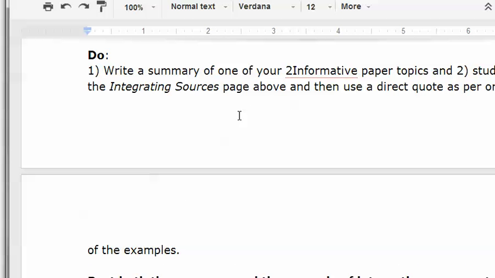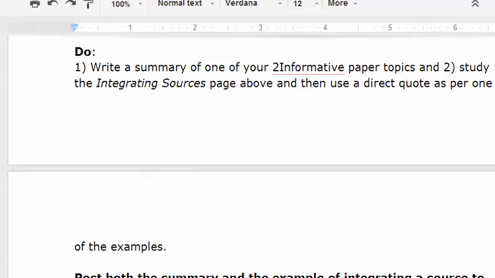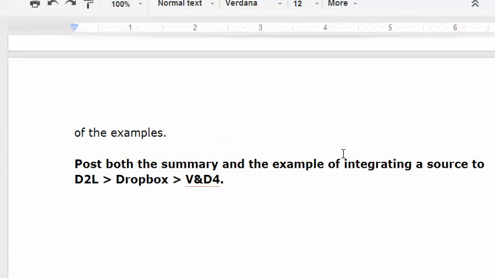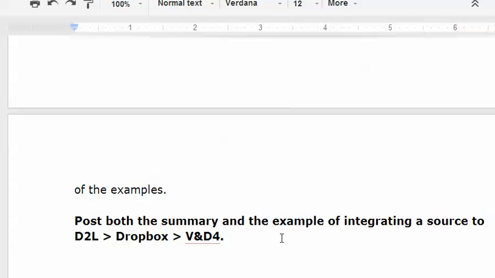So what I'd like you to do here again is to post the summary and an example of the integrating source into the D2L Dropbox. View and do 4.